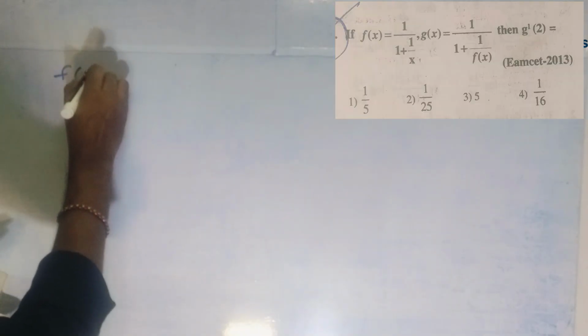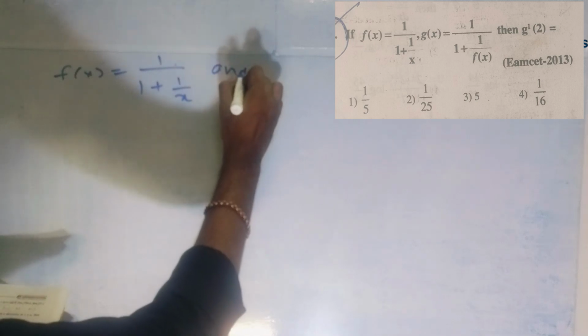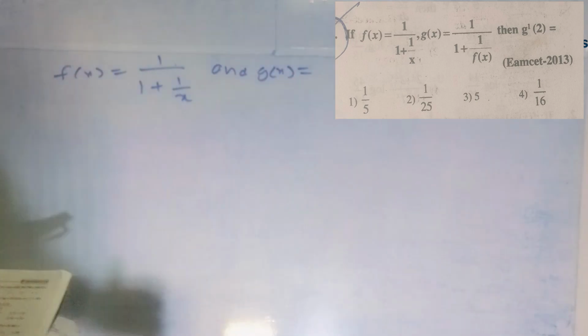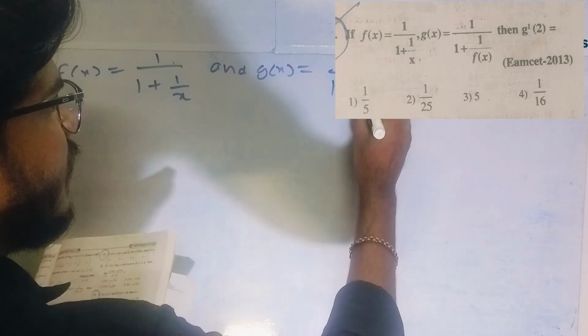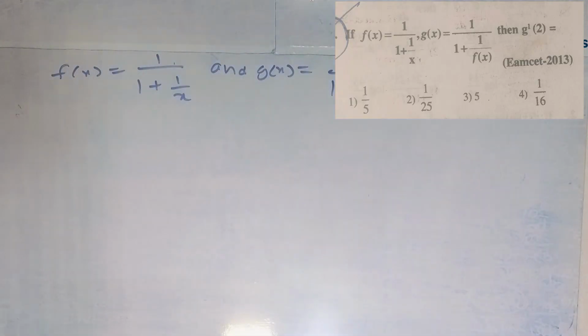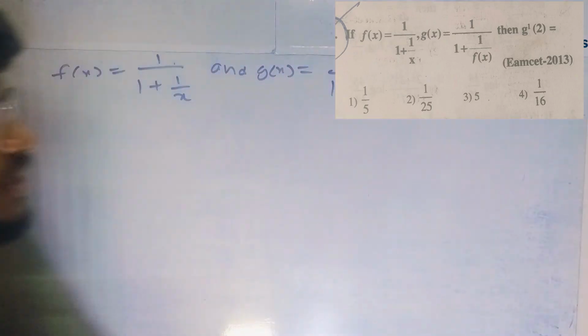The next question is, if f of x equal to 1 by 1 plus 1 by x and g of x equal to 1 by 1 plus 1 by f of x, now we find the differentiation g dash of 2. What is the value of g dash of 2?